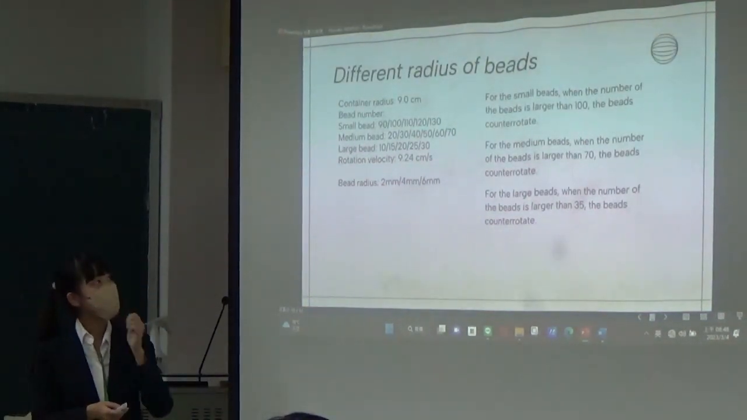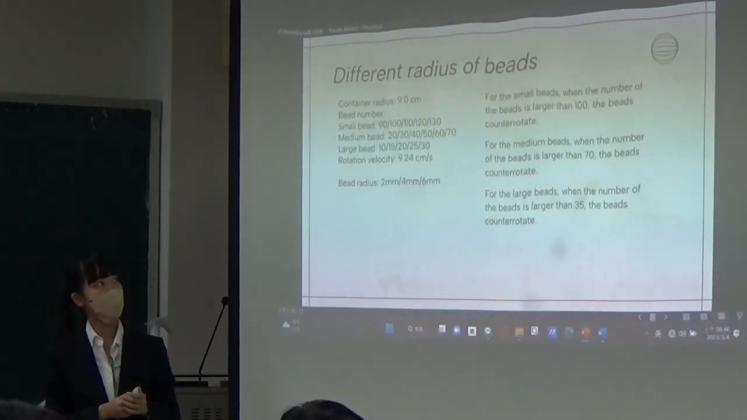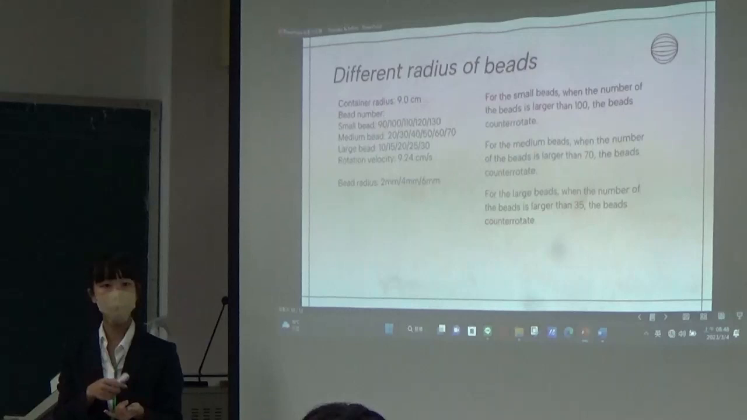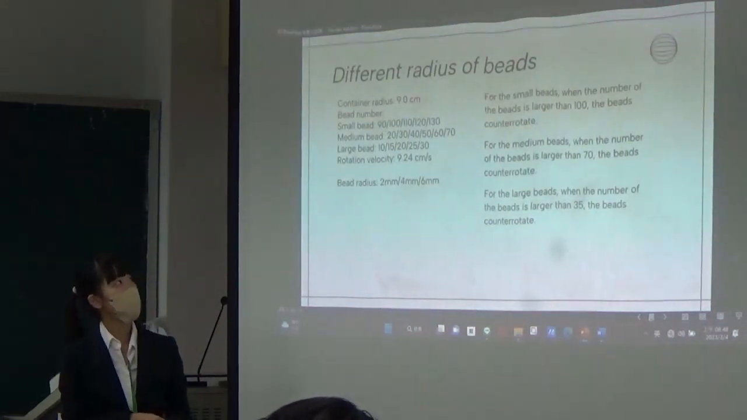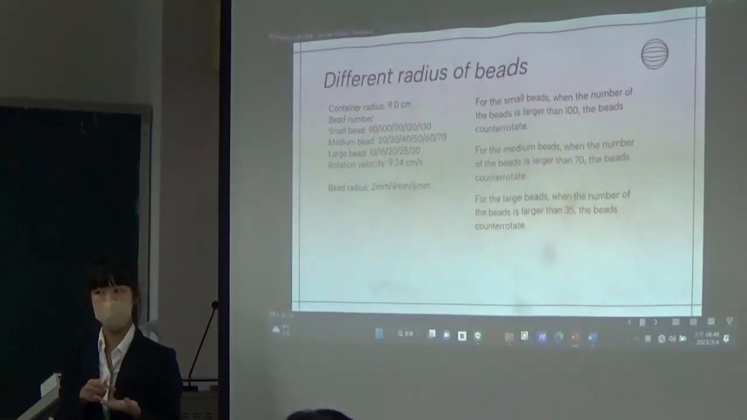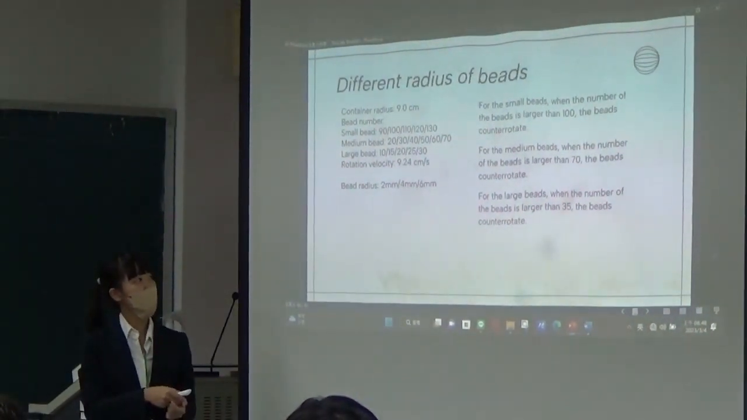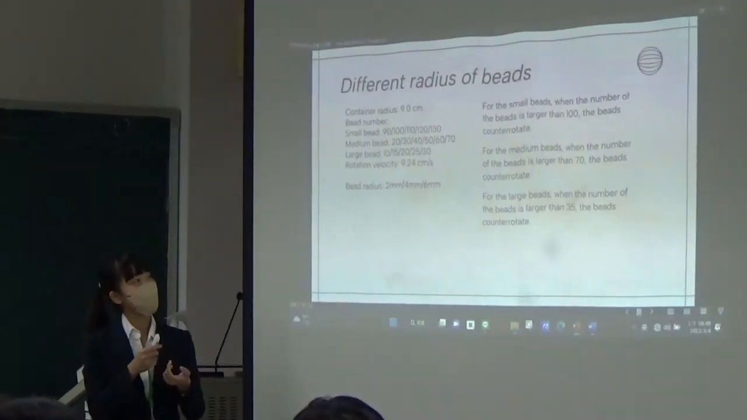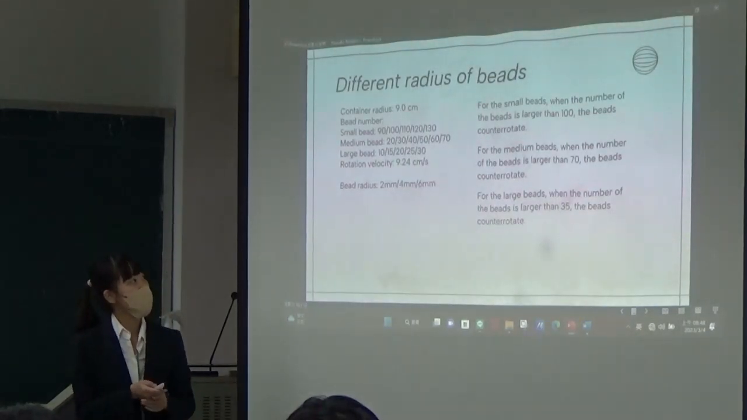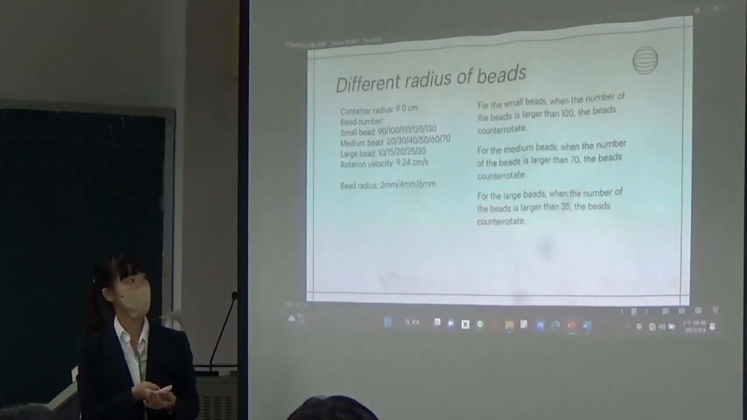So the third variable is radius of bead. The container radius we fix as 9 centimeters. For bead number, for the small bead we use 90 to 130, for the medium bead 20 to 70, and for the large bead 10, 15, 20, 25, and 30. And the rotation velocity is also fixed at 9.24 centimeters per second.